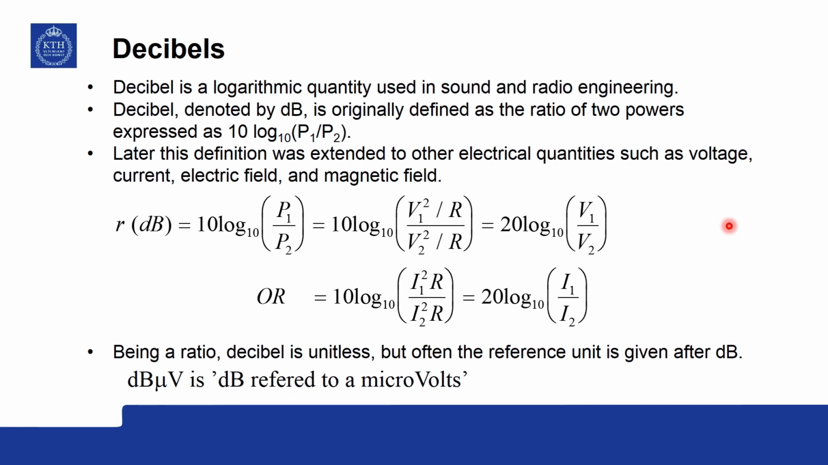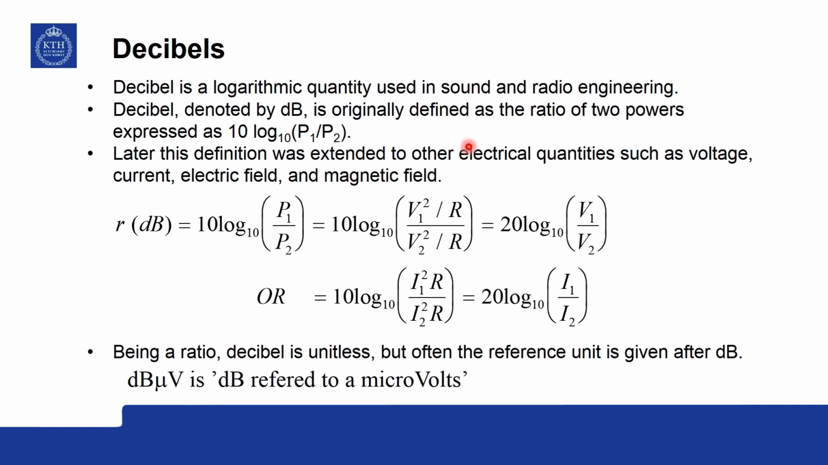So, a concept that we frequently use in EMC studies is decibel. It comes from sound engineering to measure the amplification of the sound, but then later it was used in other areas including electrical engineering and electromagnetics. So, decibel is a logarithmic quantity used in sound and radio engineering, and it is denoted by dB, small d and capital B.